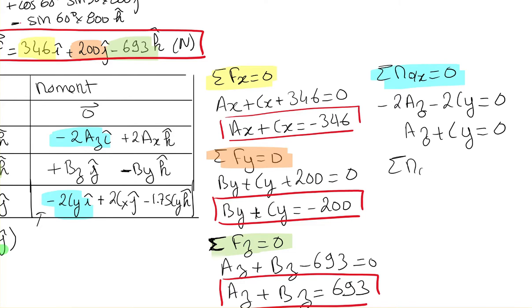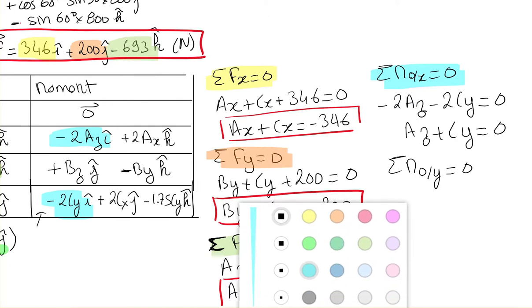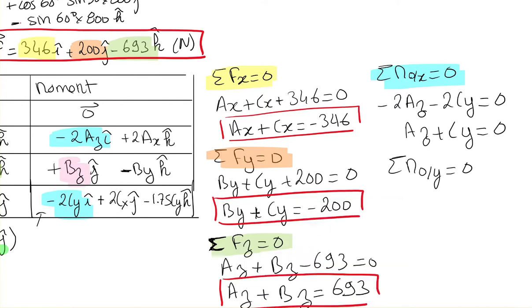Sum of the moment about the point O but on Y. So on Y we have BZ and CX. So it means that BZ plus 2CX is equal to 0. That's my moment about Y. And sum of the moment about the point O on Z is equal to 0.